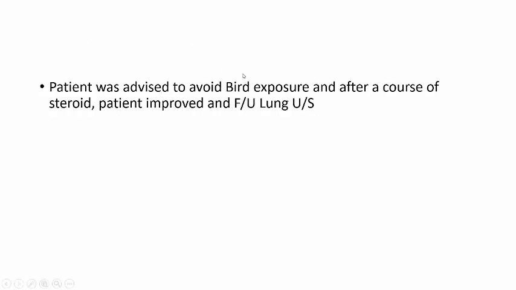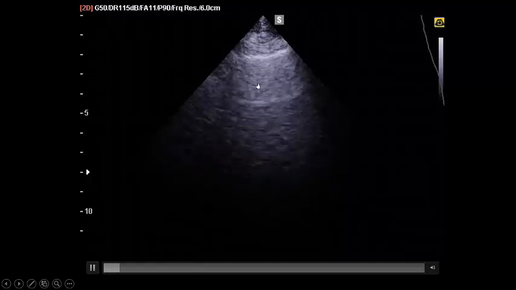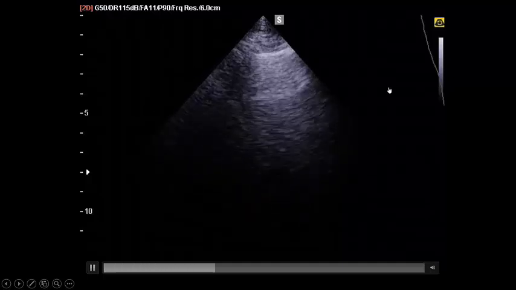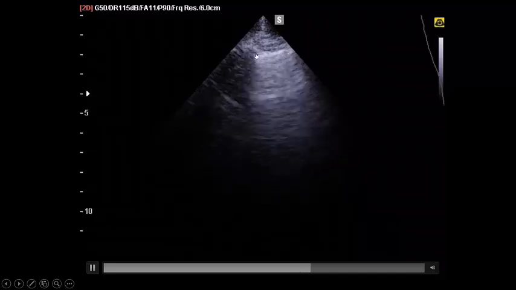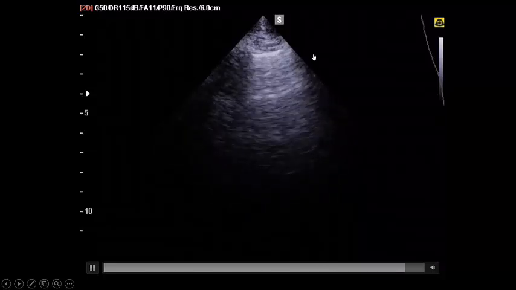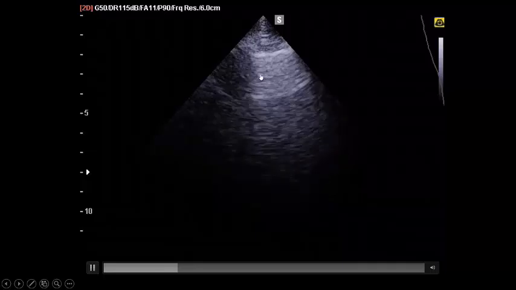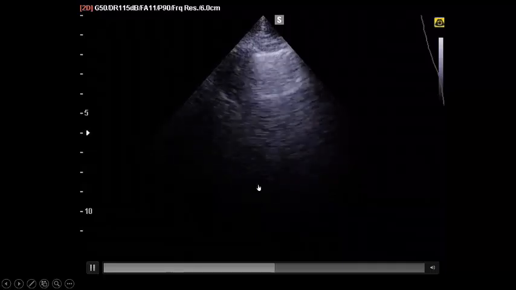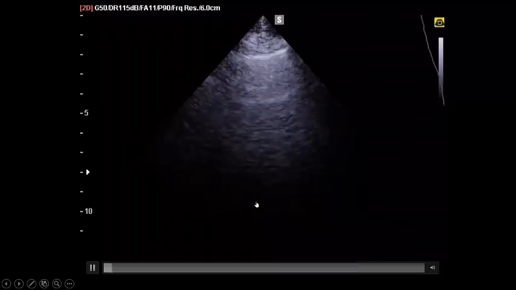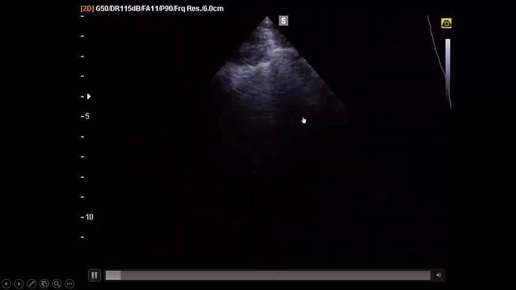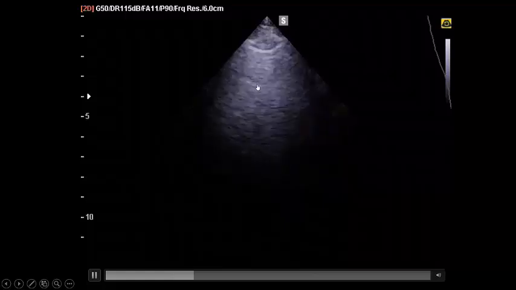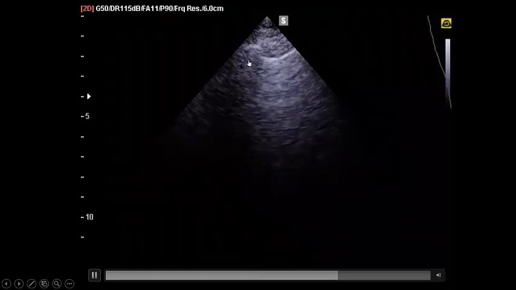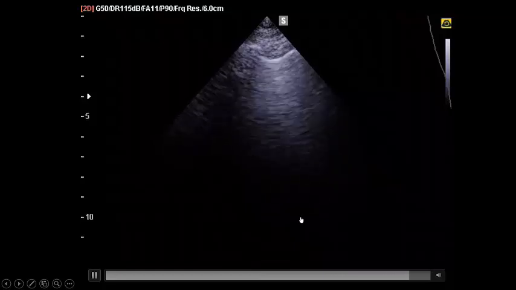The patient was advised to avoid bird exposure, and after a course of steroid, the patient improved on follow-up lung ultrasound. Really amazing. All the B line converted to A line with very thin, clean pleura. This thick, ugly pleura disappeared, replaced with very thin and clean pleura and A line. Also in another area here, very important, A lines all over with thin, clean pleura.